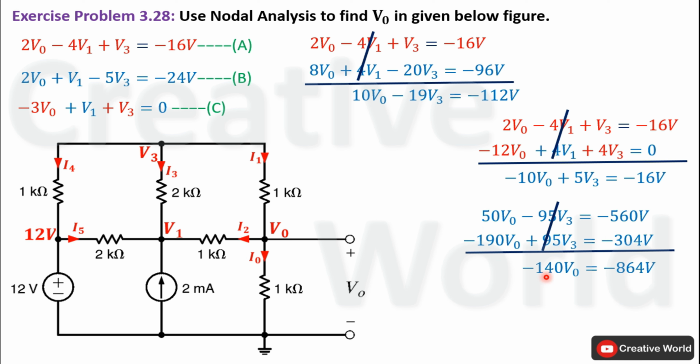Now divide on both sides with minus 140 to calculate the value of V0, that will become 6.17 volt. So the value of V0 inside this network is equal to 6.17 volt.